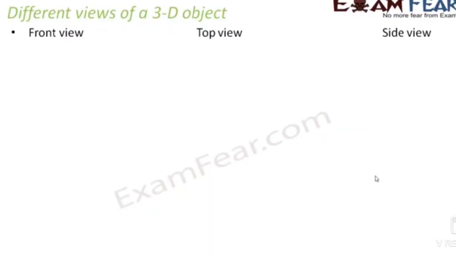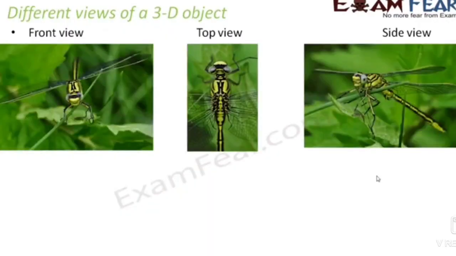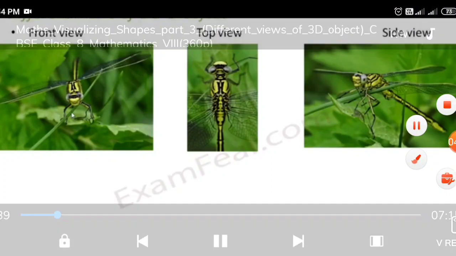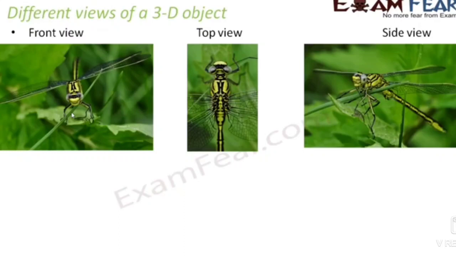Now different views of 3D. This is the front view, top view and side view. With the help of that we can find the top view of that, the front view also and the side view also. Okay, students, of any object we can see the front view, top view, side view, that means left side view, right side view, all that we can see in 3D objects.